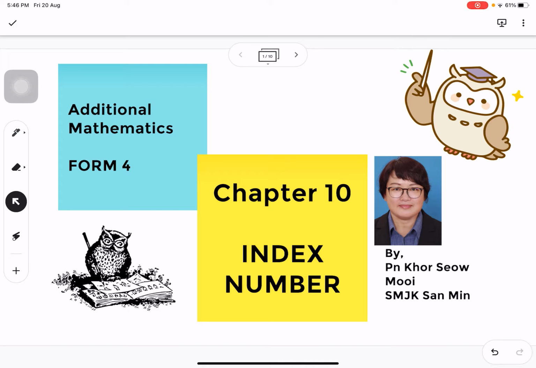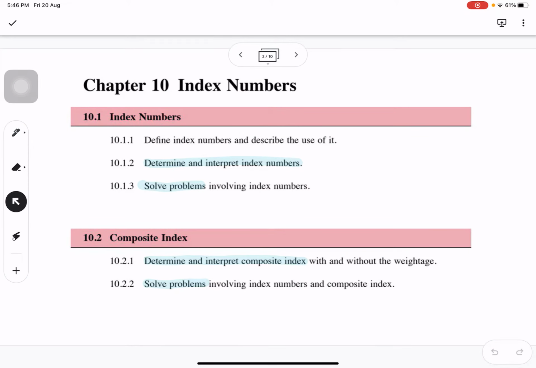Today we are going to revise chapter 10, Index Number. Firstly, let us see what we have learned. For this chapter, we have two parts, 10.1 and 10.2. So 10.1.2, determine and interpret index number. And the last one is solving problems. And for the second part, we have determine and interpret the composite index and solve problems. Today, we are going to focus on this: solve problems involving index number and composite index.